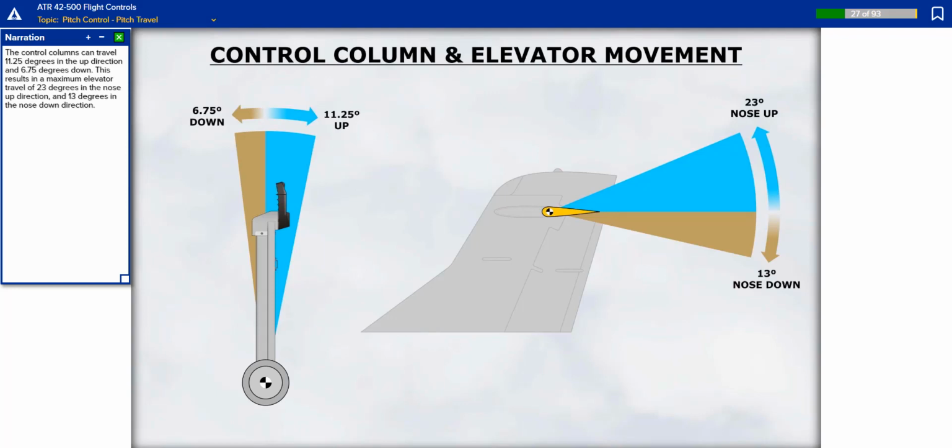The control columns can travel 11.25 degrees in the up direction and 6.75 degrees down. This results in a maximum elevator travel of 23 degrees in the nose up direction and 13 degrees in the nose down direction.